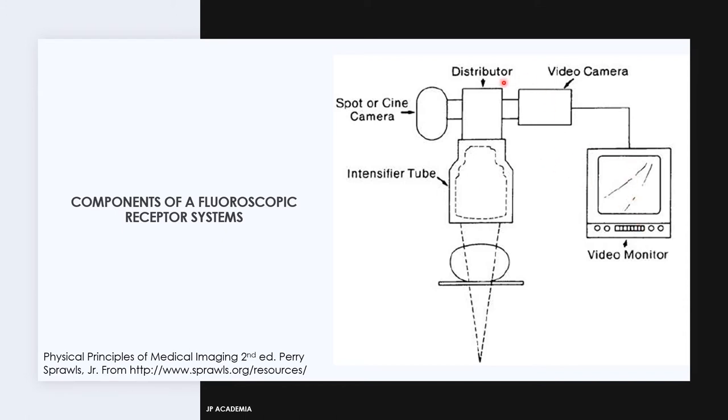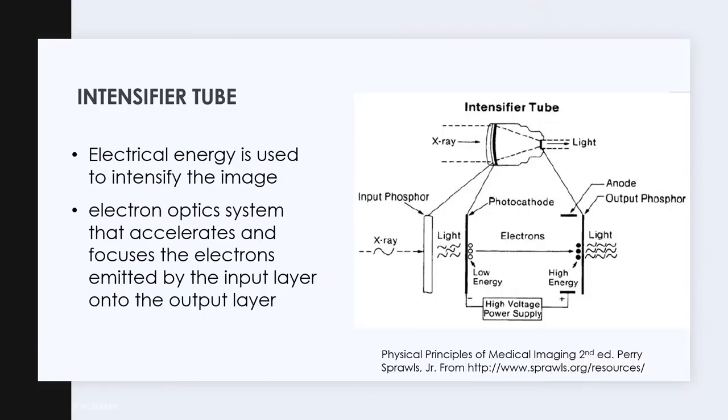In the image, it consists of an image intensifier tube, an optical image distribution system, and a closed circuit video system that contains a camera and monitor. A spot film or cine camera may also be included in the receptor system. Okay, now let's talk about the process that happens inside the intensifier tube. So this is the illustration.